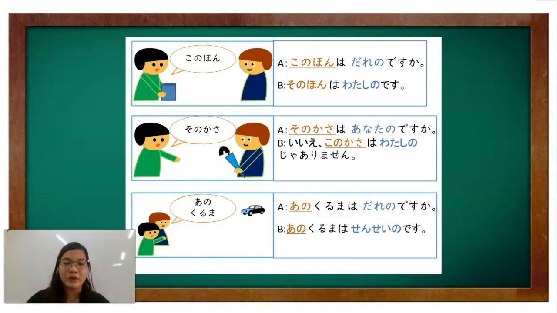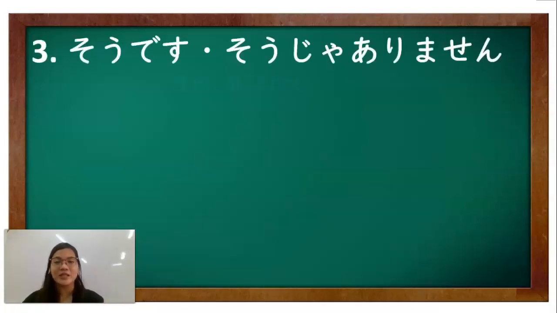Okay, so let's review it again. Kono hon means this book. Sono kasa means that umbrella. And ano kuruma, that car. Okay? So now let's proceed to the next part, which is so desu and so ja arimasen.